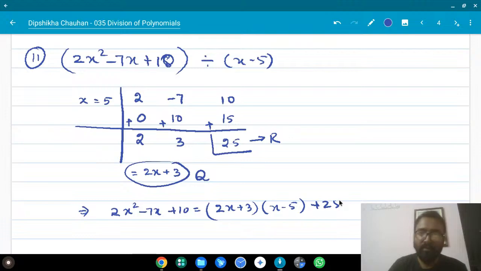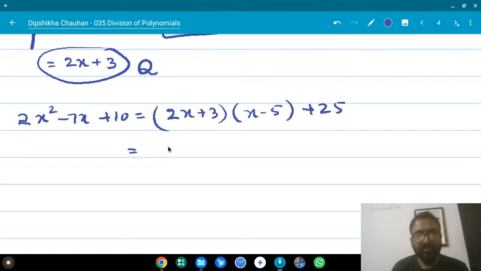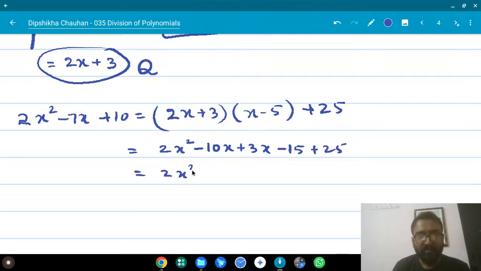Okay, a little bit of verification you can do here. Just do a simple product. So it is 2x square minus 10x plus 3x minus 15 plus 25. So you will get 2x square minus 7x plus 10. So you will get again the same equation. Okay.